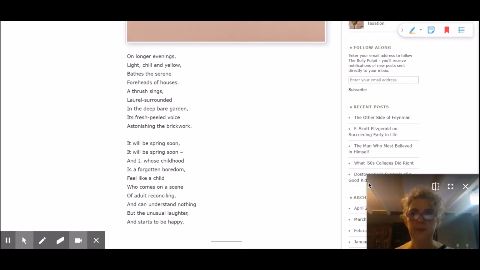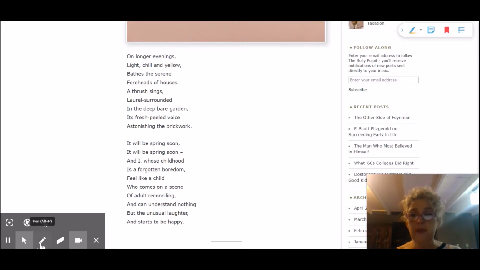Let me read it out to you. On longer evenings, light, chill, and yellow bathes the serene forests of houses. A thrush sings, laurels surrounded, in the deep bare garden, its fresh-peeled voice astonishing the brickwork. It will be spring soon, it will be spring soon, and I, whose childhood is a forgotten boredom, feel like a child who comes on a scene of adult reconciling and can understand nothing but the usual laughter and starts to feel happy. As you can see, there's no rhyme in evenings, yellow, serene, and houses.